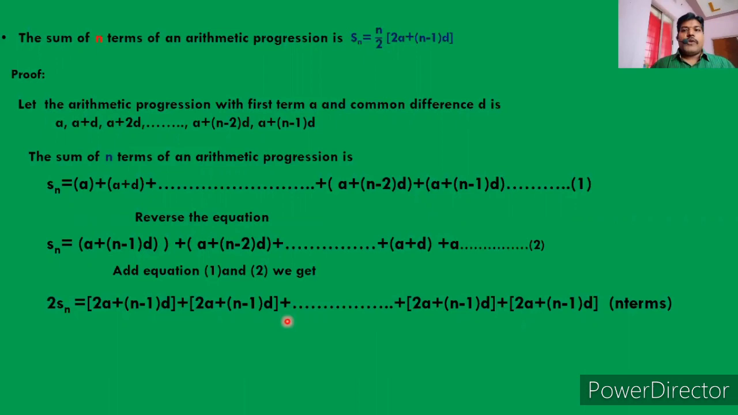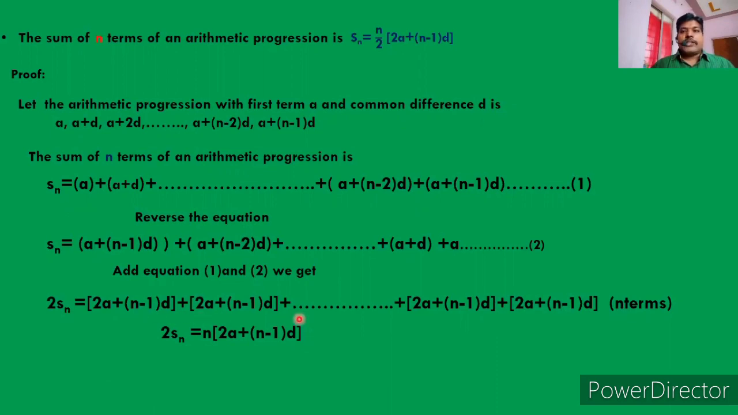So if you observe, all the terms are the same: 2a plus (n minus 1) into d, 2a plus (n minus 1) into d, and so on. How many terms are there? That is n terms. So all the terms are the same and the total number of terms is n. If you add all these, what you will get is 2Sn is equal to n into (2a plus (n minus 1) into d).